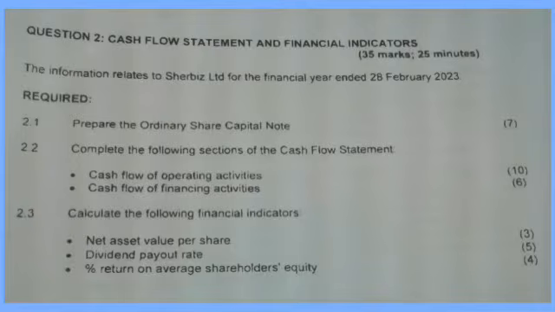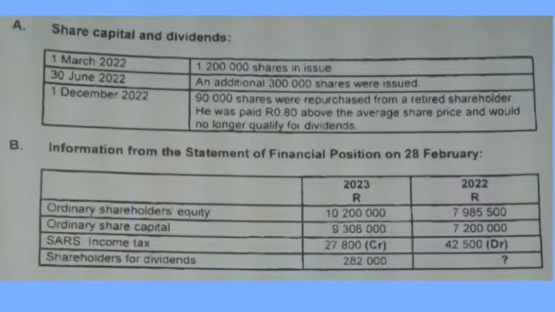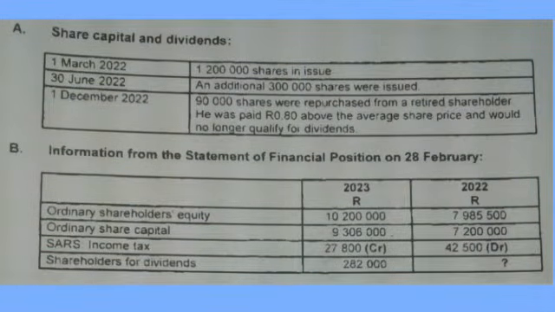To be able to complete 2.1, which is our ordinary share capital note, we will have to look at information A and information B. So information A is share capital and dividends. It shows us that on 1 March 2022, 1.2 million shares were in issue. On 30 June 2022, an additional 300,000 shares were issued. And then on 1 December 2022, 90,000 shares were repurchased from a retired shareholder. He was paid 80 cents above the average share price and would no longer qualify for dividends.